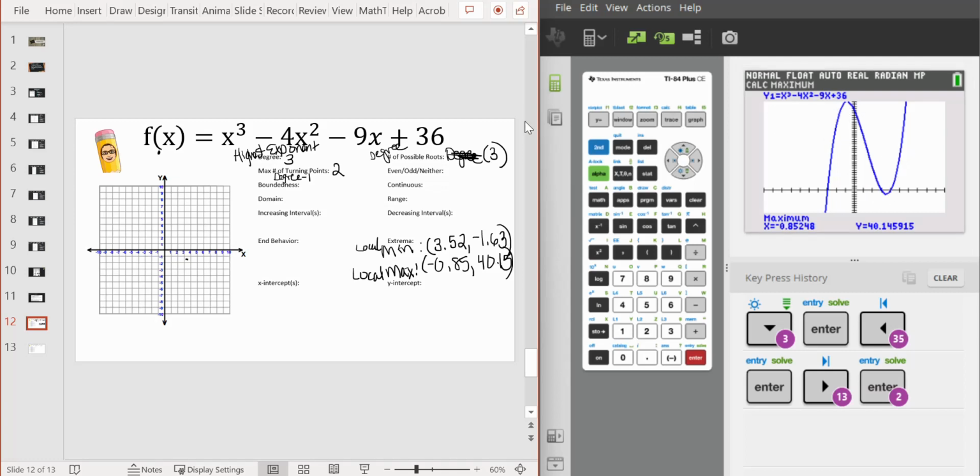We're going to do even, odd, or neither. We can look on our calculator here, actually. It doesn't fold over the y, so it's not even. And it definitely doesn't have odd symmetry, so it's definitely a neither graph. It is not bounded in the slightest, but it is definitely a continuous graph. The domain looks like negative infinity to positive infinity, and the range also looks like that as well. Increasing, you know what, we're going to wait with that until we actually get our graphs, and we're going to do end behavior last too.